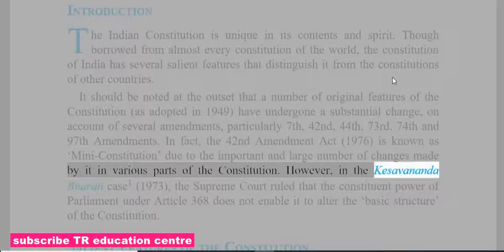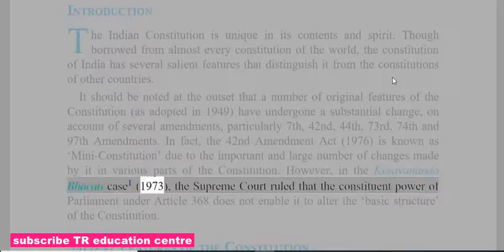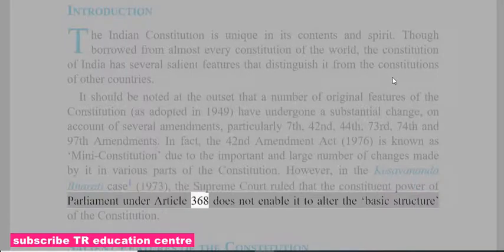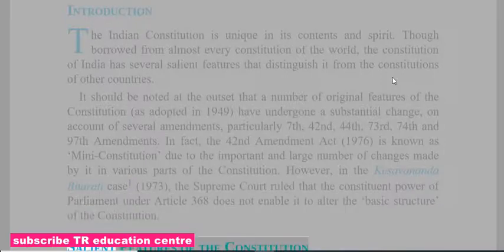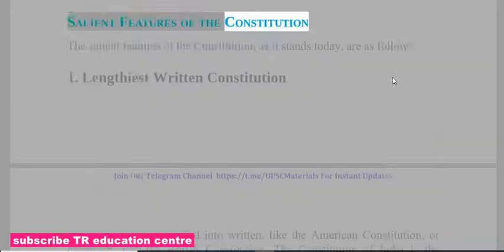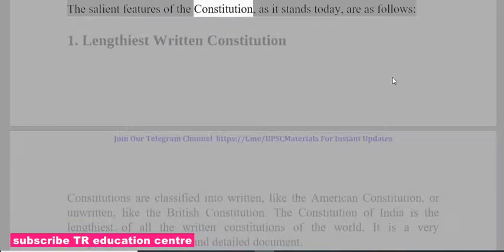However, in the Kesavananda Bharati Case, 1973, the Supreme Court ruled that the constituent power of Parliament under Article 368 does not enable it to alter the basic structure of the Constitution. Salient features of the Constitution. The salient features of the Constitution, as it stands today, are as follows.